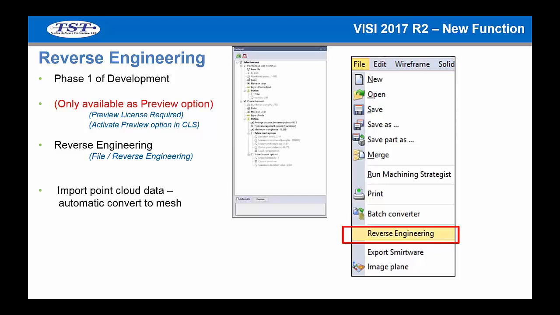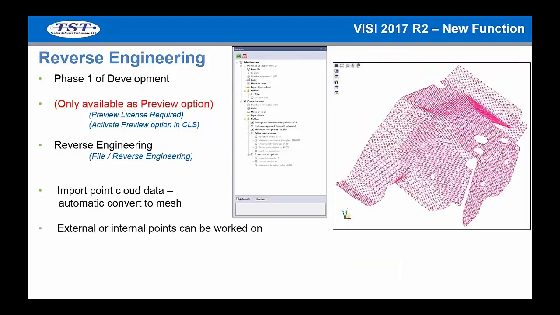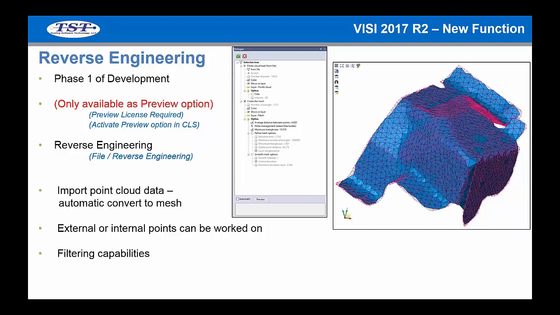It has the ability to import point cloud data and use some settings to help automatically convert it to a mesh. External or internal points can be worked on, and they have also some filtering capabilities to help affect some of those results, start smoothing some of those edges over. Really help you get a mesh out of it.